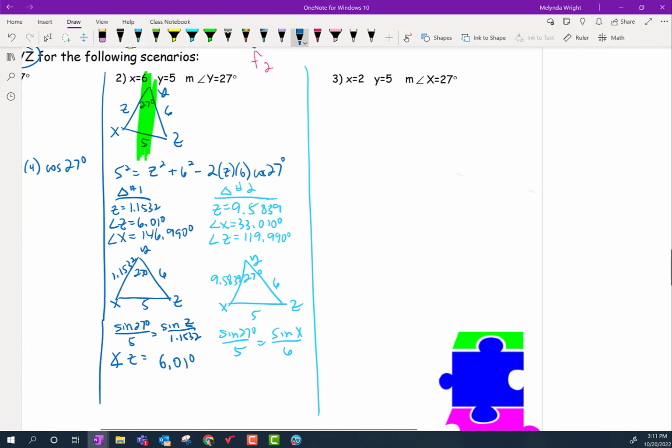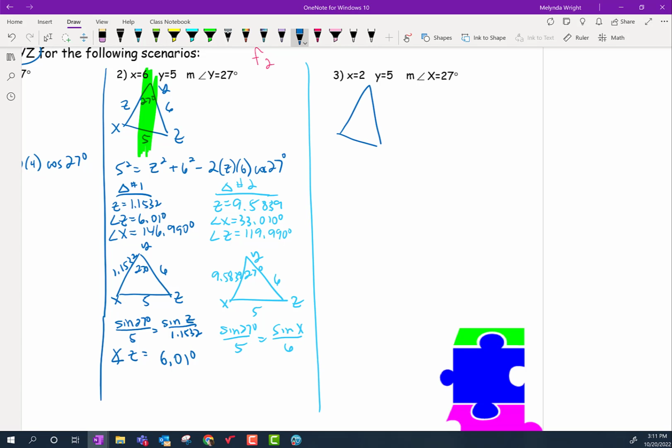All right, last one. Here we go. So let's see what we got. So X, Y, Z. Angle X is 27 degrees. Side X is 2. Side Y is 5. We have side angle again. Our anchor is going to be this one now. So we've got 2 squared equals, and we still need side Z. Z squared plus 5 squared minus 2 times Z times 5 cosine of 27 degrees. Okay?